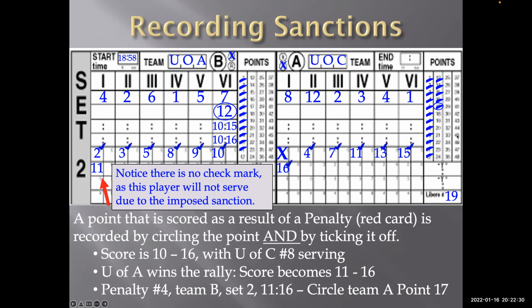So if you happen to forget and you circle at the end of the set, the 25 on this side, and the referee makes fun of you, that's because it makes him look bad. It looks like he ended the game on a red card. So at the end of the game, we circle the 25 in the service order. On a penalty, we circle the point in the running points.